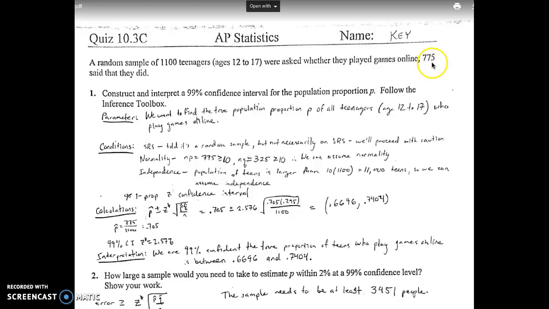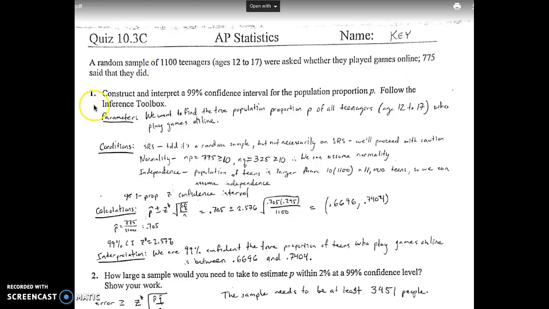P is the probability of people who responded positively, which would be 775 over 1,100. And then Q would be 1,100 minus 775, which is 325 over 1,100. So that's just some basic information we can get off the beginning of this problem.